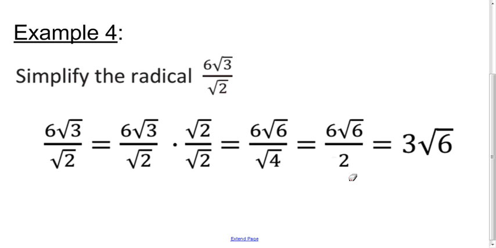So when we're dividing, we follow the same rules as before. You divide the numbers in front of the radical sign together, and you divide the radicands together. So this doesn't simplify anymore, so we're good.